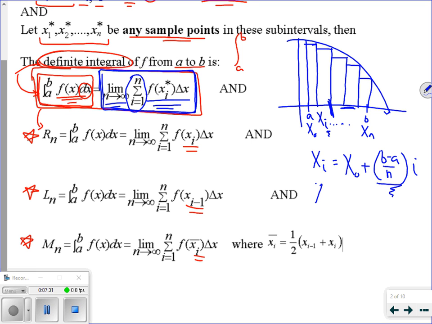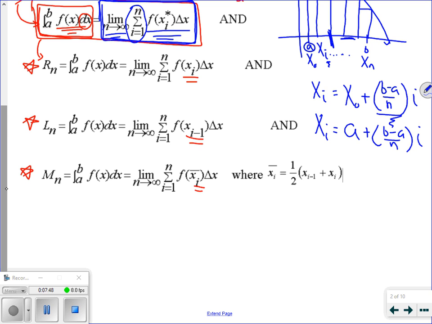Another way to write that is x sub I equals x sub 0, which is a, we said it's a, plus b minus a over n times I. And I'm going to keep this as I. We're building up to this formula here. So let's keep going.